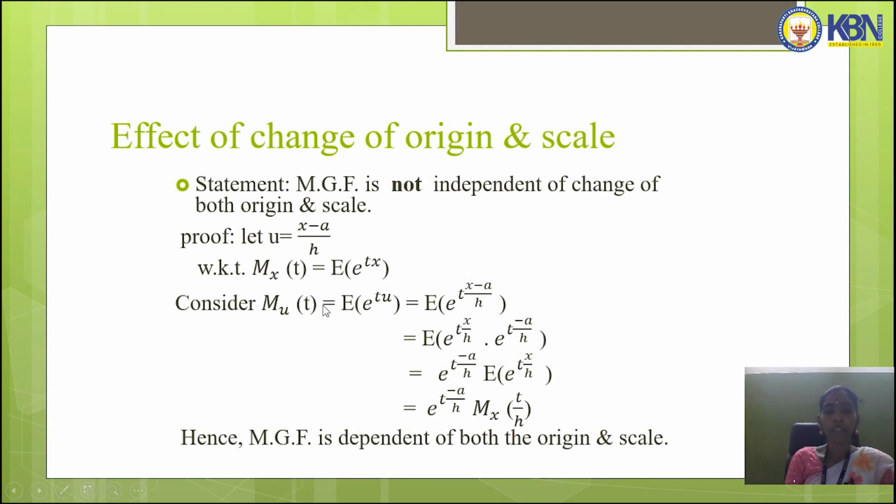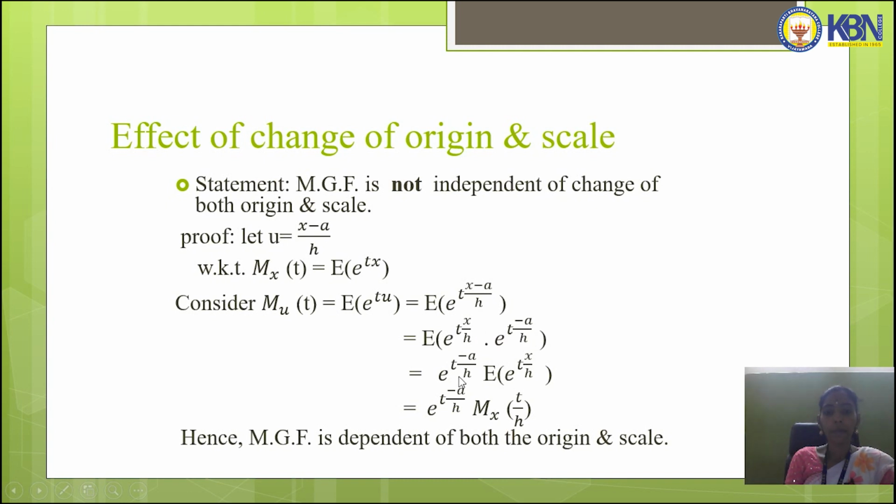Consider M_U(t), which equals expectation of e power tU. We can write in place of u, (x minus a) by h. So that equals expectation of e power t into (x minus a) by h. This can be further written as expectation of e power t into x by h, into e power t into minus a by h. So we know that this is a constant term.